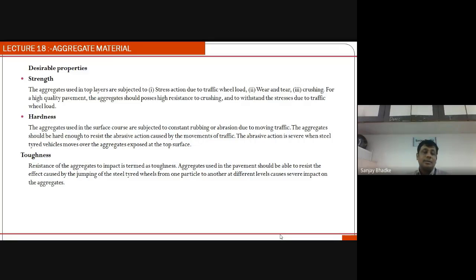Then toughness. Resistance of the aggregate to impact is termed toughness. Aggregates used in the pavement should be able to resist the effect caused by the jumping of the steel tire wheel from one particle to another at different levels, which causes several impacts on the aggregate. So in this way, strength, hardness, and toughness are very important.